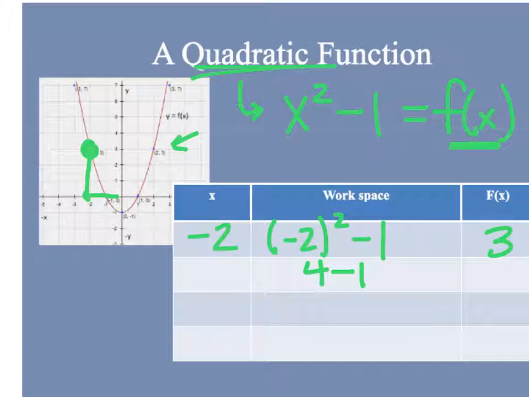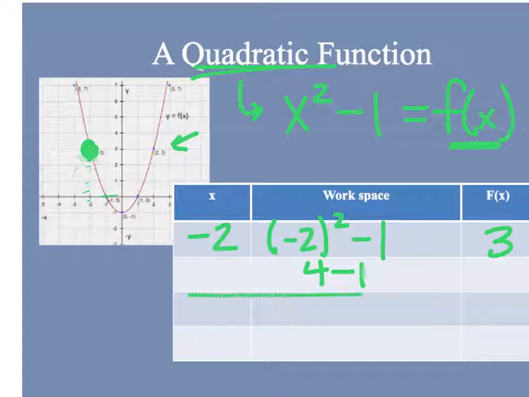Now I'm going to go ahead and erase this path, because we don't need that path when we graph our points. We just need the point. So then we're going to go ahead and do a couple more inputs and outputs.